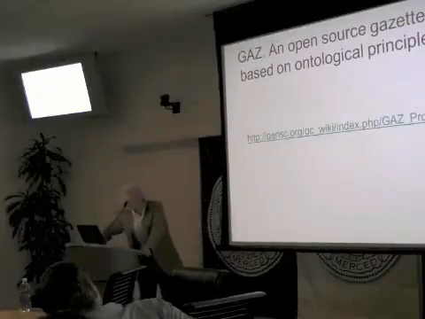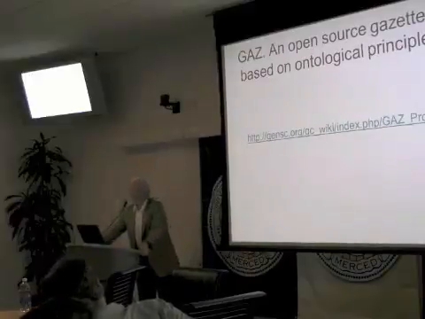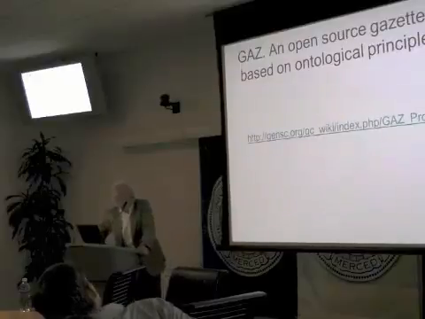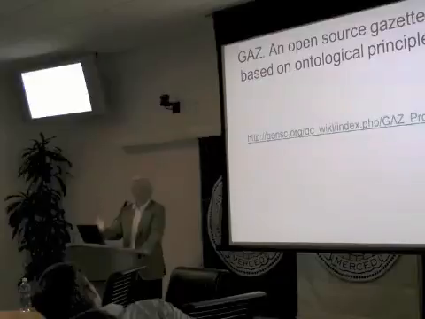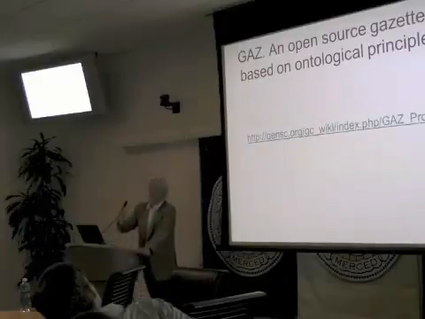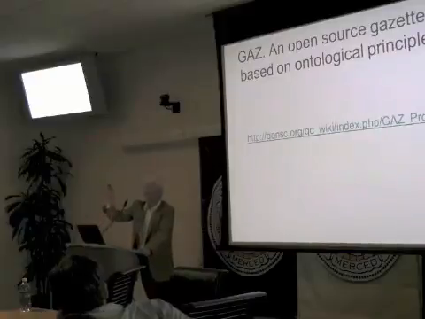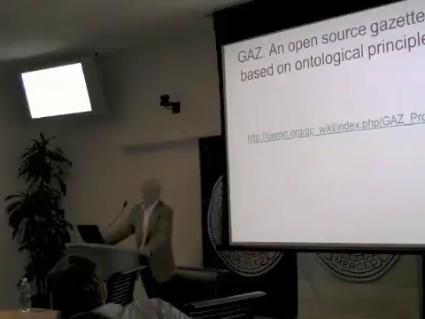We are also building, actually the progenitor, or the main progenitor of the gene ontology is building something called GAZ, which is an open source gazetteer based on ontological principles, which is designed to work with ENVO. Where ENVO describes the types of environments, GAZ is a gazetteer, which means that it gives you a catalogue of the actual places themselves.